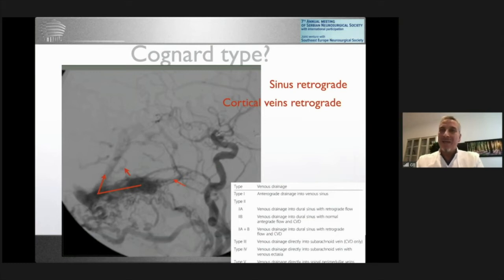What does it mean in terms of Cognard classification? Here at the bottom right, you see that it is type 2A and 2B. Is there any doubt about that? I think no, it is very, very clear.